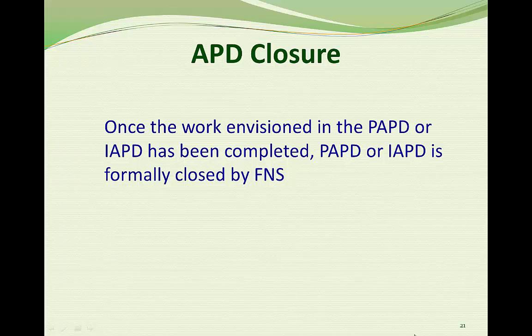There's one more step to bring the approval and oversight process to a close. When the planned project milestones have been completed, the system is implemented, and the final costs are tallied, the state submits one last APD update to FNS. When that update is approved by FNS, the project is considered officially closed.